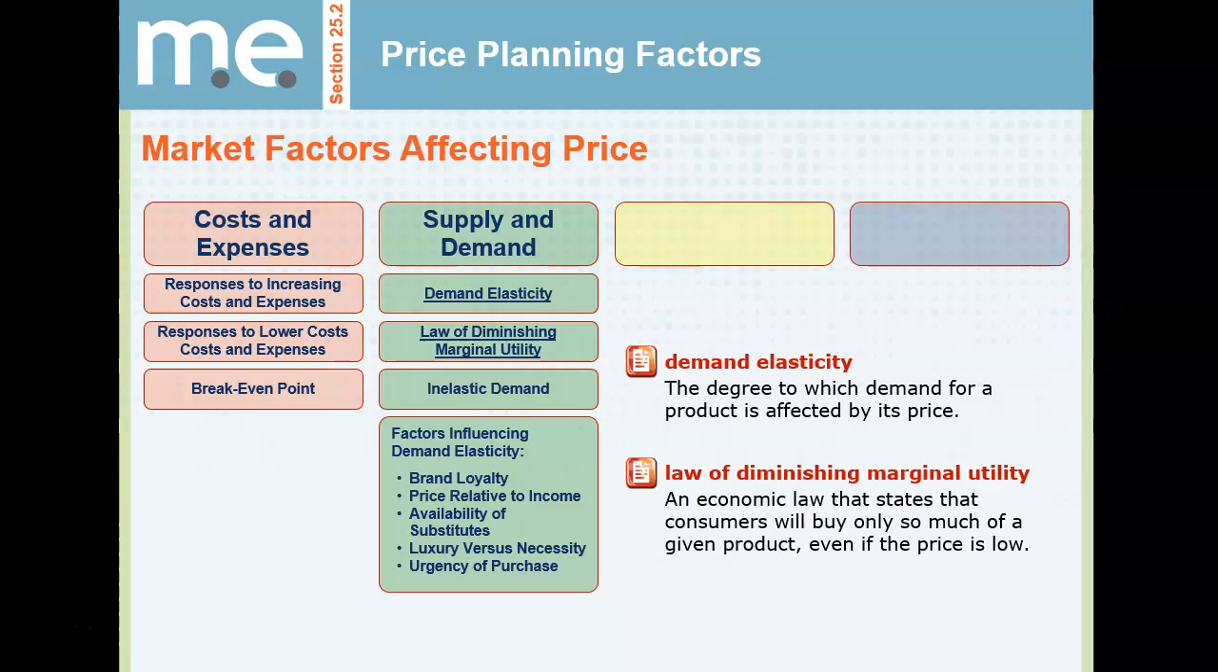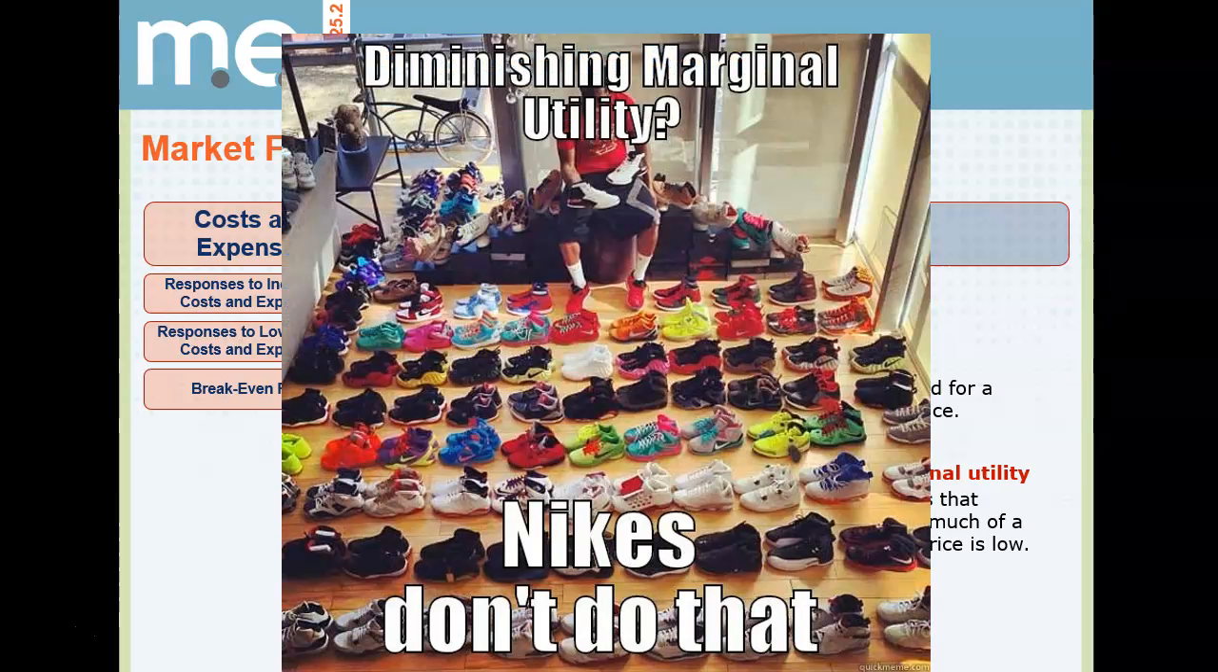A good example of that would be at some point or another, you're going to have enough pairs of jeans, right? It might be 10 for some of us. It might be 20 for other people. But at some point, you're like, I don't need any more jeans. I got a closet full of jeans. I don't want any more. That's what happens. Here is a little meme about that, right? Diminishing marginal utility. Nikes don't do that, right? It's almost like saying, hey, no matter how many pairs of Nikes I have, I will always want more. I kind of feel this way about watches, but just a little meme there.